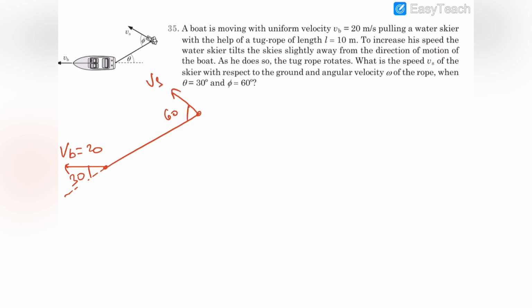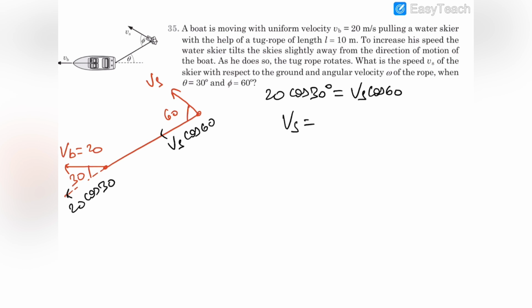So obviously we know a fact that any two points on a stretched rope would move with the same velocity along the rope. So the components of these two velocities are 20 cos 30 and Vs cos 60. These should be equal. So 20 cos 30 should be equal to Vs cos 60. Okay, so you can see that Vs would be equal to 20 root 3. Okay, this is Vs.